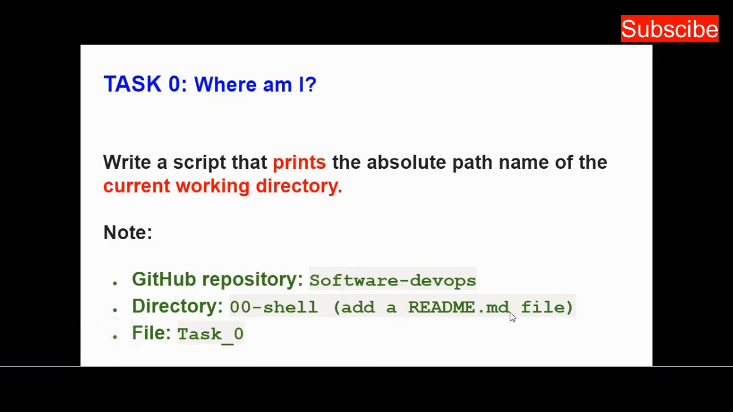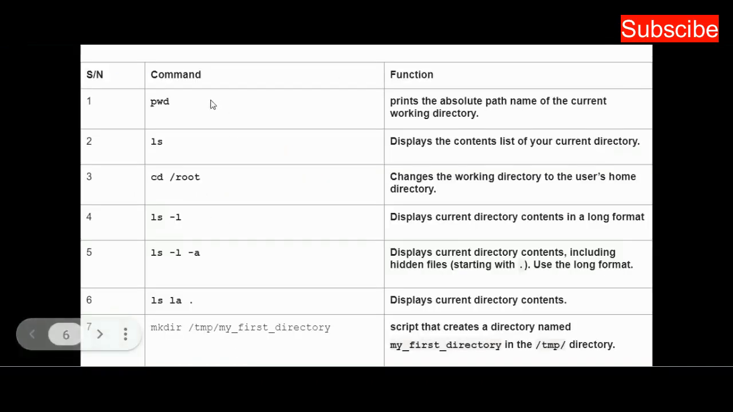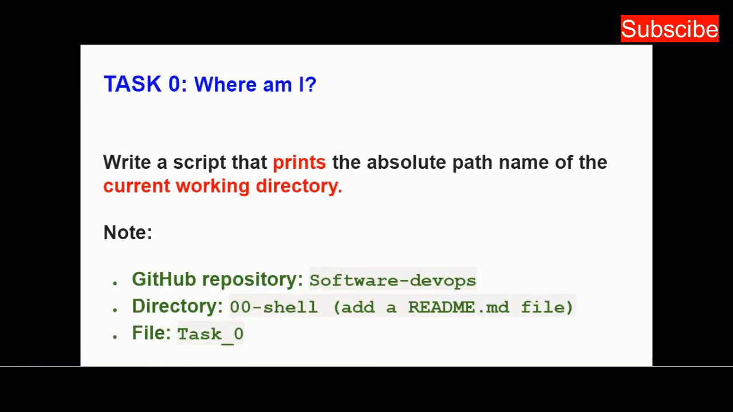I've added a readme.md file, and now I want to perform this task inside the file task underscore zero. And what exactly am I doing? I'm writing a script that prints the absolute path name of the current working directory. Remember, the command that does that is pwd. Pwd prints the absolute path name of the current working directory. So back to my terminal.